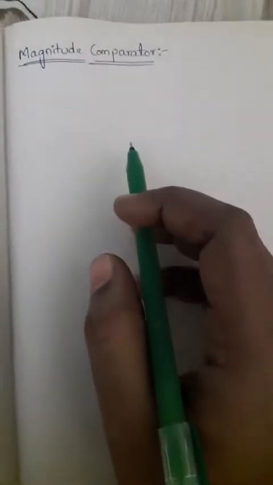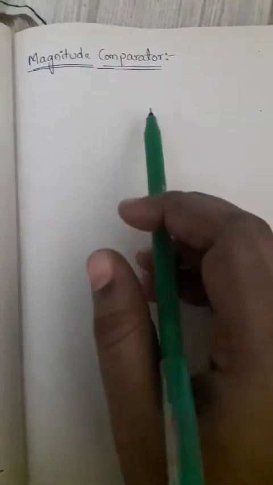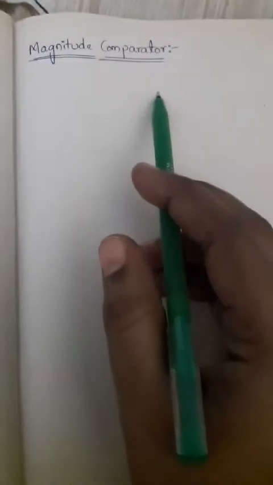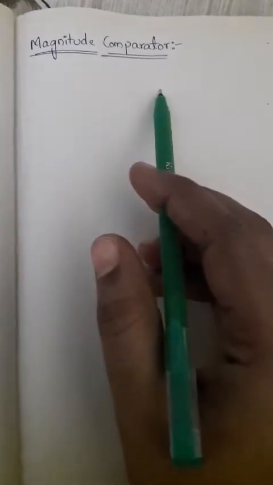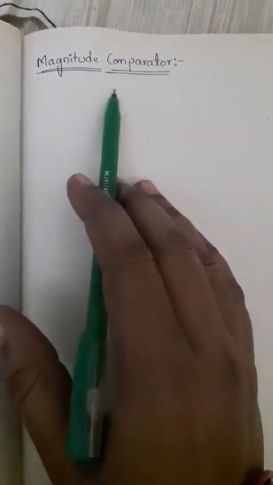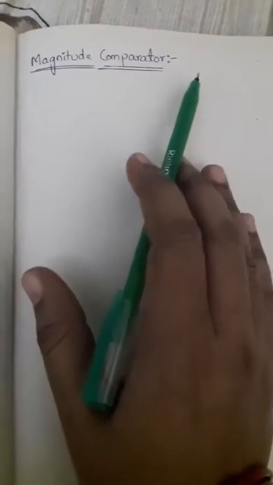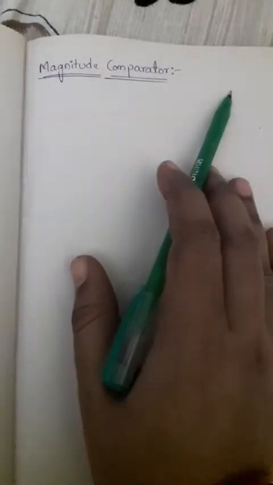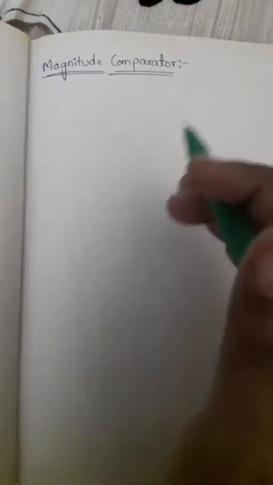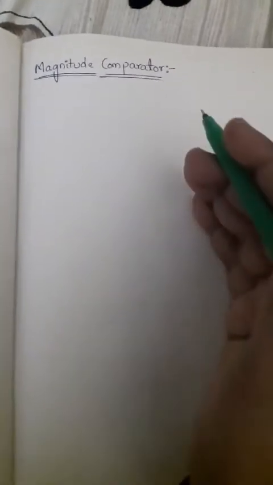In this class, we are going to discuss magnitude comparators and types of magnitude comparators. This magnitude comparator is also one of the combinational logic circuits. Now, how to design this magnitude comparator circuit, how to make the truth table for this, and how to draw the logic diagram for this magnitude comparator. We'll discuss all those things.